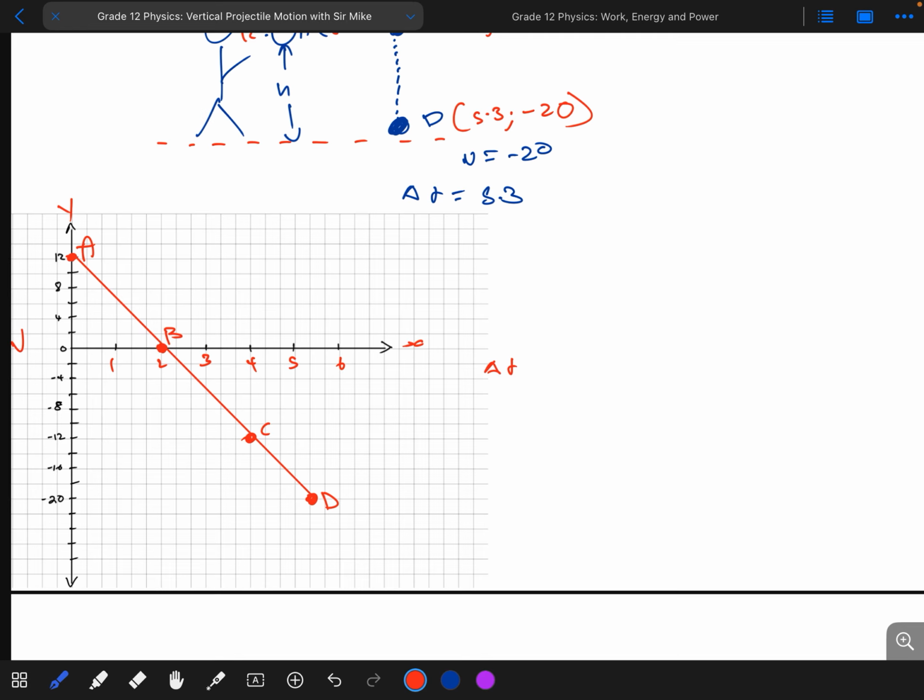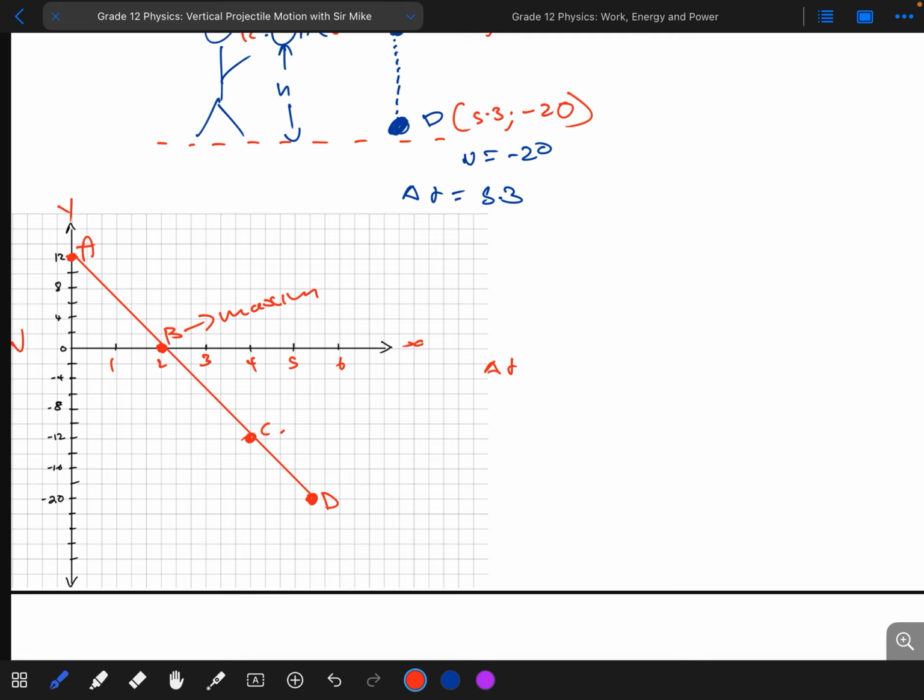When your graph cuts the x-axis, so at that point B, this is where your object is at its maximum point. Point B would simply be the maximum point. So when your graph cuts the x-axis, this is where your object is at its maximum point. So you must just keep that in mind.